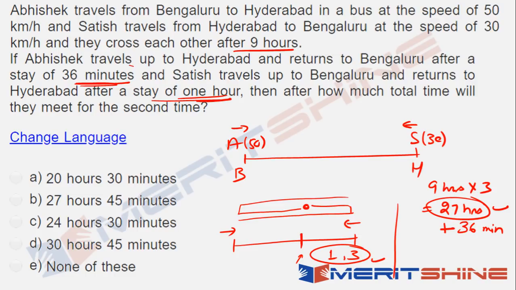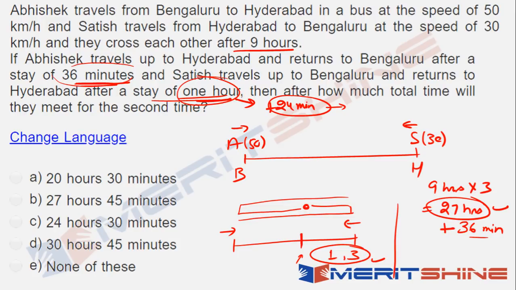So I'll compare the time for which Abhishek stayed back and Satish stayed back. Can I say Satish stayed back for 24 more minutes? This is what happened. So you can also say that this guy Satish is late by 24 minutes. Had he not been late, the meeting time would have been 27 hours plus 36 minutes. But since he is late by 24 minutes, this journey which he could do in 24 minutes now would be done by both the people.